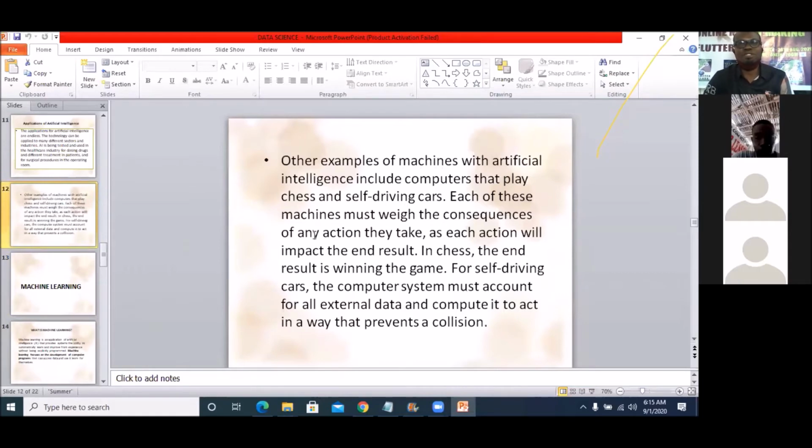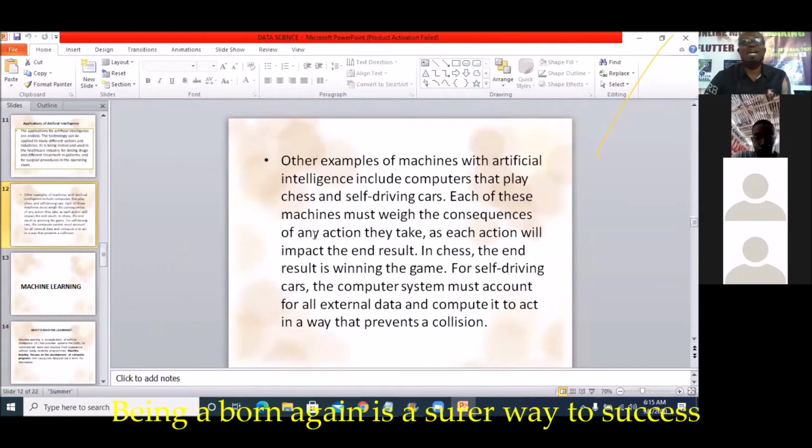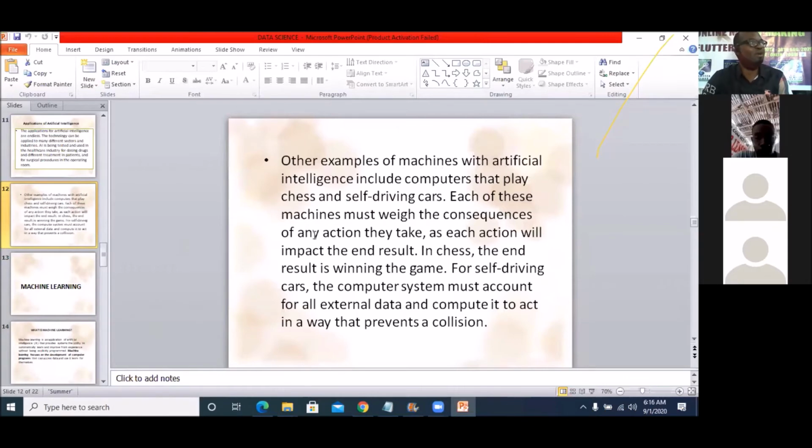Other examples of machine learning with artificial intelligence include computers that play chess. Like I told you yesterday, a computer is able to play chess and do self-driving. I gave you the example of Tesla. Have you heard about Tesla? Owned by Elon Musk. Do you know who Elon Musk is? You know Elon Musk that has Tesla? His cars can drive themselves.